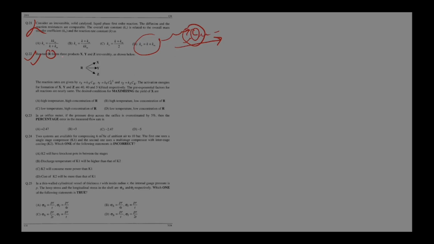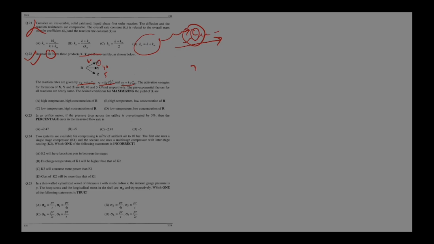Reactant R forms three products X, Y, Z irreversibly, as shown in the figure. R to X, Y, Z. Reaction rates are given: Rx we have, Ry we have, and Rz we have. Activation energies of the formation of X, Y, Z are 40, 45, 40 and 5. Pre-exponential factors are the same. The desired condition is maximum yield of X.